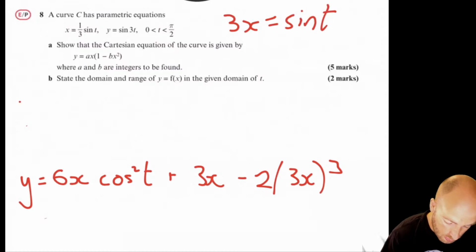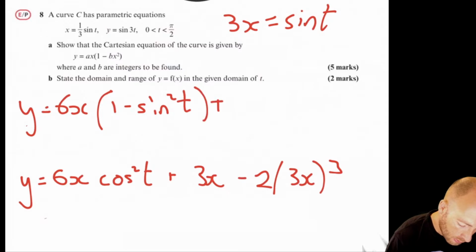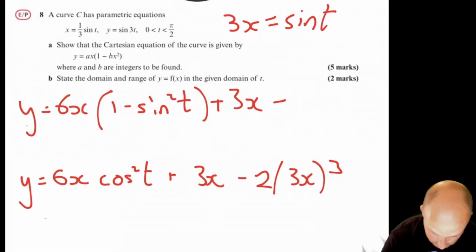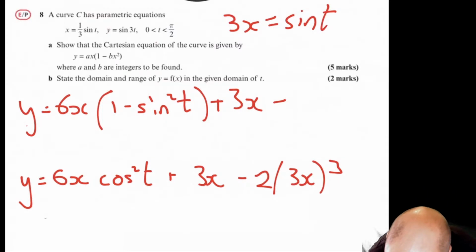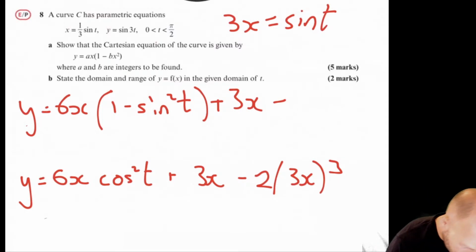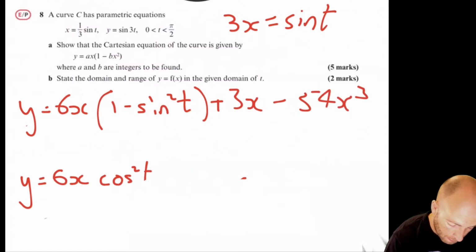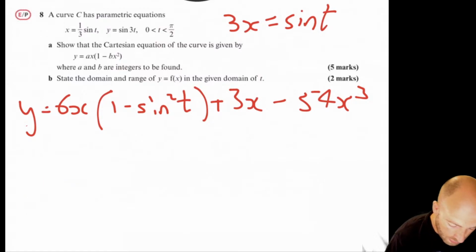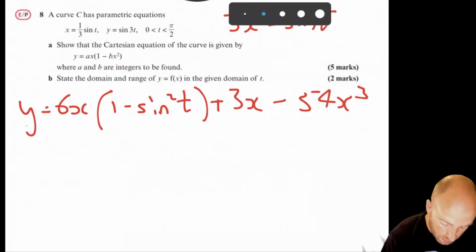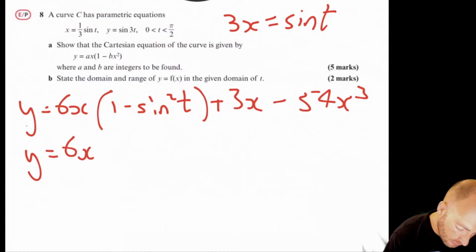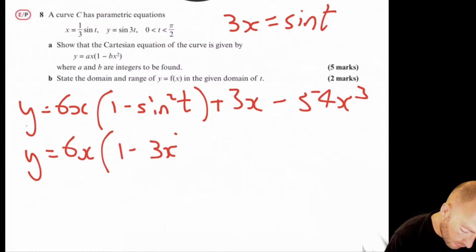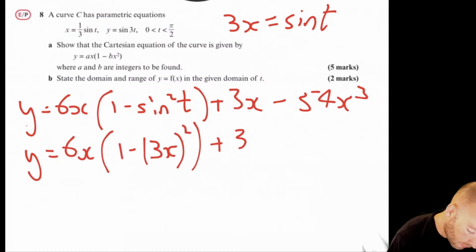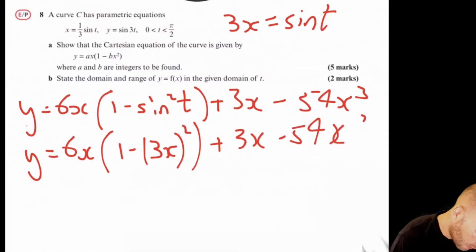So y equals 6x(1 minus sine squared t) plus 3x minus, let's cube this, so 3 cubed is 27, big number, to get minus 54x cubed. And 1 minus sine squared t is going to be 1 minus 3x squared, so 6x(1 minus 3x) all squared plus 3x minus 54x cubed.